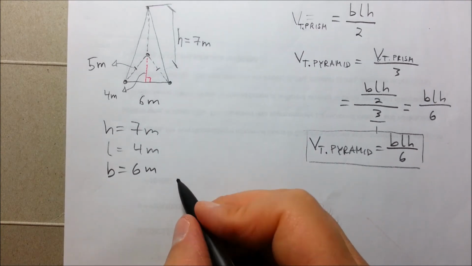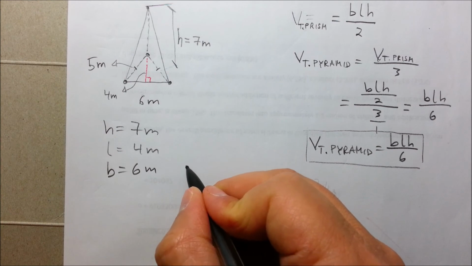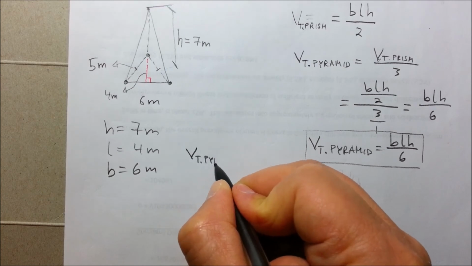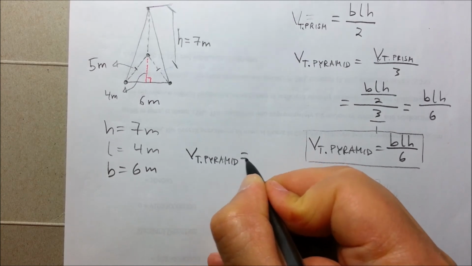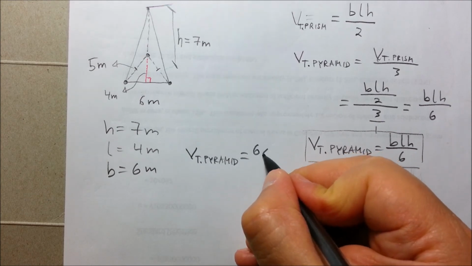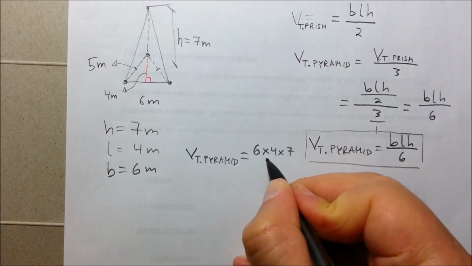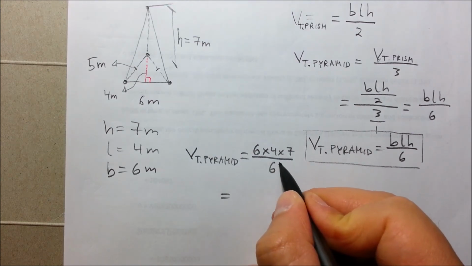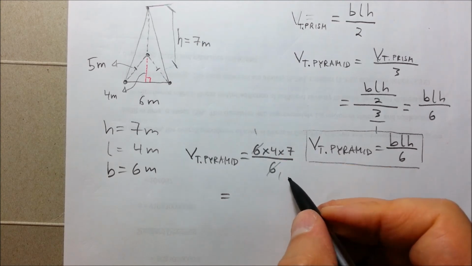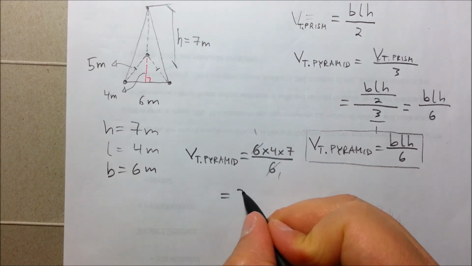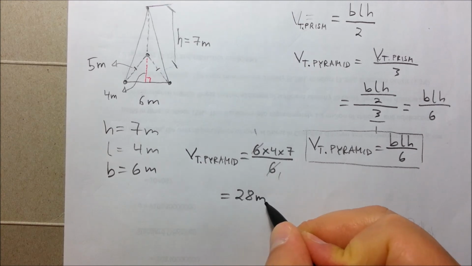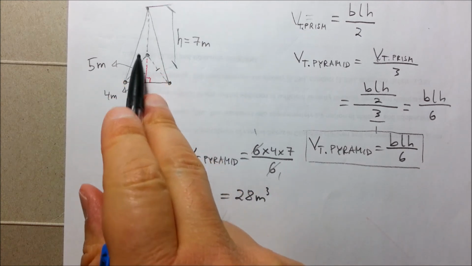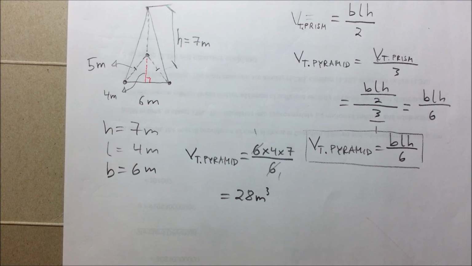So let's apply it right here. I don't want to take too much space, but V of the triangular pyramid is equal to 6 times 4 times 7 divided by 6, right? Now the 6s cancel out. So 6 divided by 6 is 1. And then we are left with 4 times 7. 4 times 7 is equal to 28 meters. So that's 28 meters cubed, pardon. So that's the volume of this triangular based pyramid.